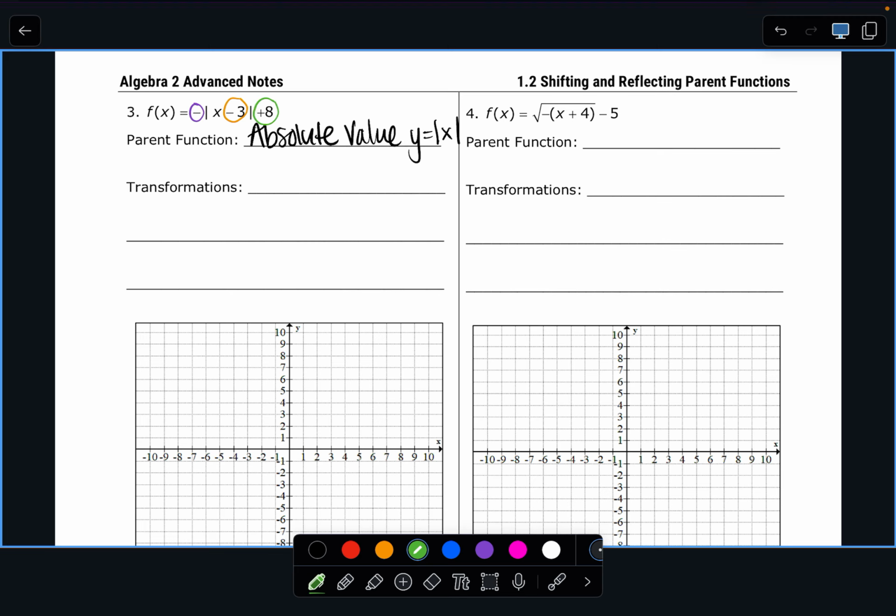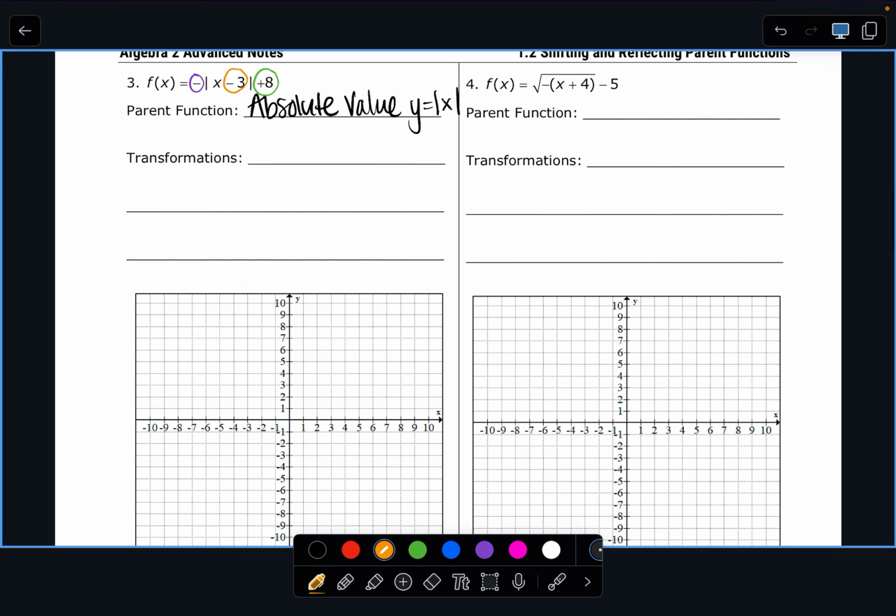The order we apply these in is always going to be shifts first. So I'm going to identify those. The -3 that I'm looking at is a shift where? Right 3. And my +8. Up 8.